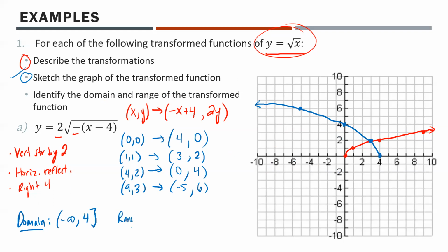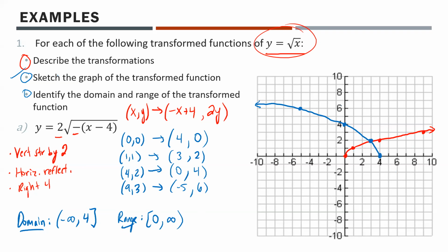Then for my range, think about the lowest y value you'll have. Well, the lowest y value we'll have on the blue graph is 0. And we're going to include 0. So I'll put a square bracket. And then the highest y value will go, well, this is just going to keep on going. We have to assume it's going to be infinity. And there it is. So we got all 3 of those points there.